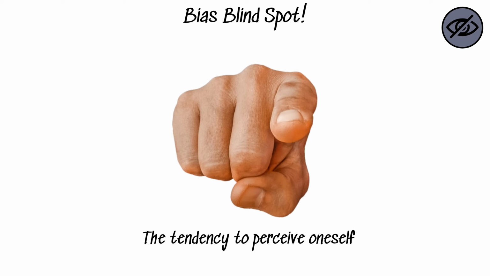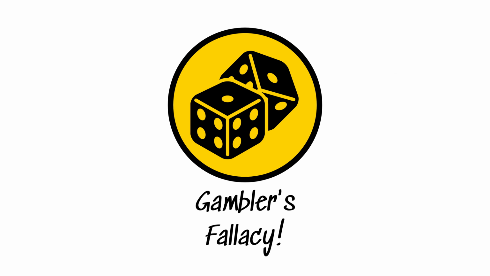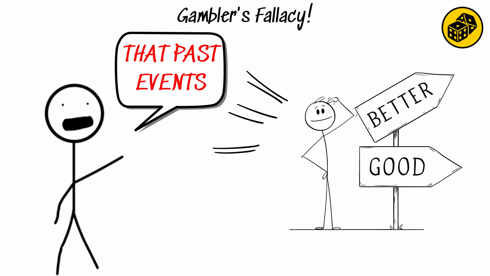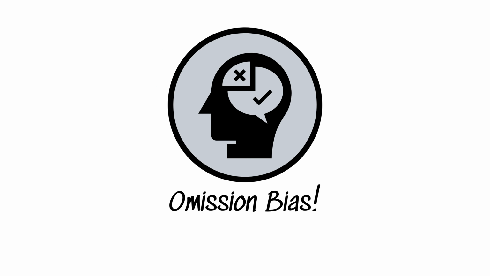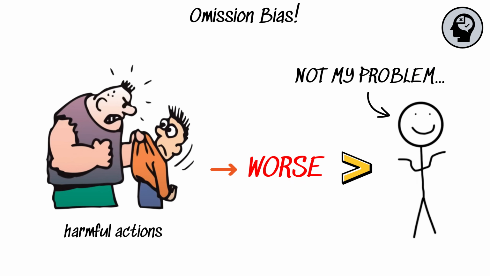Bias blind spot, the tendency to perceive oneself as less susceptible to cognitive biases than others. Gambler's fallacy, the mistaken belief that past events influence future probabilities, when in fact, they remain unchanged. Omission bias, the inclination to judge harmful actions as morally worse than equally harmful inactions.